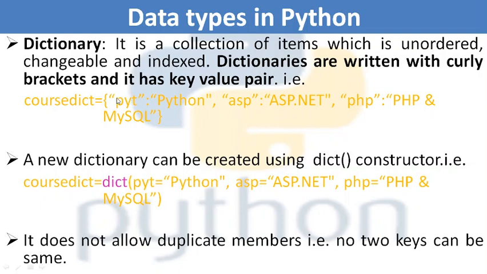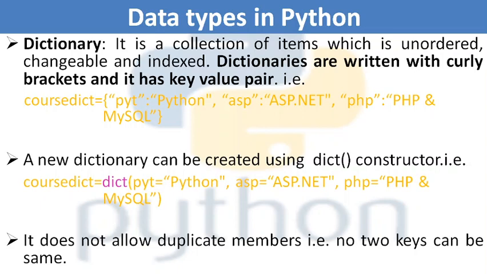So these keys are used as an index. In the case of list, indexes are numerical values 0, 1, 2, 3, 4, 5, and 6. But in the case of dictionary, the keys are some specific value, or you can give numerical values as well, but you can write special keys as well, like any keys, pyt, asp, php, anything.